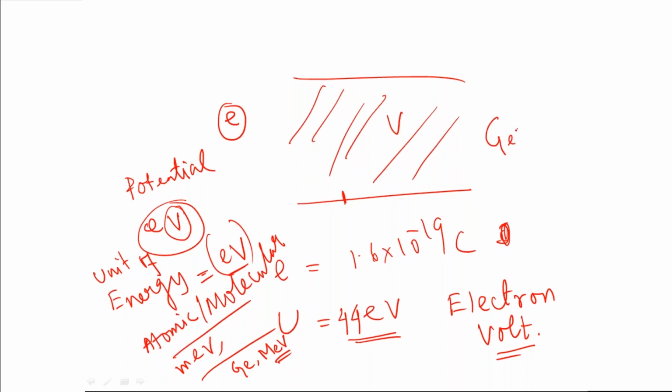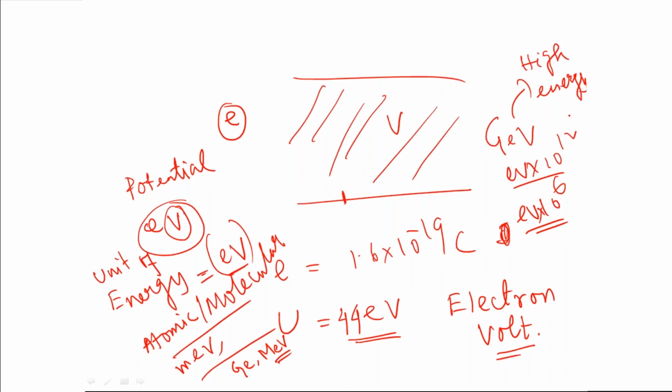These are bigger units, and this is high energy. Giga electron volt or mega electron volt, these are high energy. So these units will be used in high energy physics, that is nuclear physics or particle physics, or any nuclear radiation or any radiation related problem, where this very large unit is used.